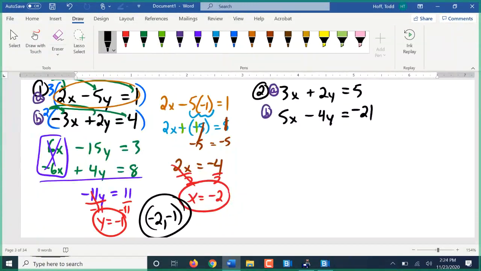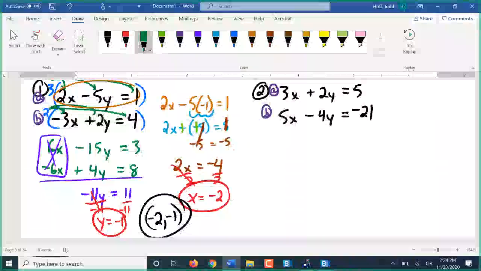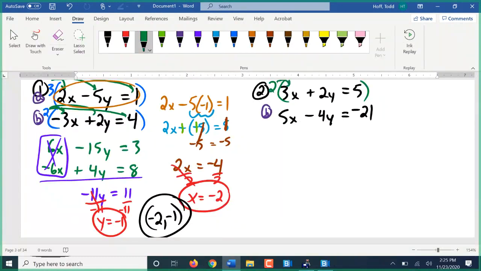The second system over here, number 2, well, again, we see that nothing cancels out. But we see that if we multiply the top equation, equation A, by just 2, then it'll be a positive 4y, and the other one's already a negative 4y. So let's do that. 2 times 3x is 6x. 2 times 2y is 4y, equals 2 times 5 is 10. Our second equation is not going to change. 5x minus 4y equals a negative 21.